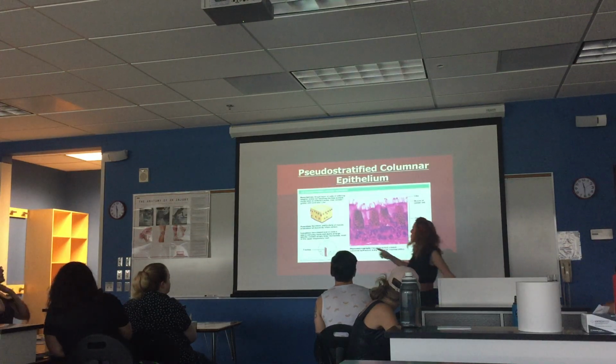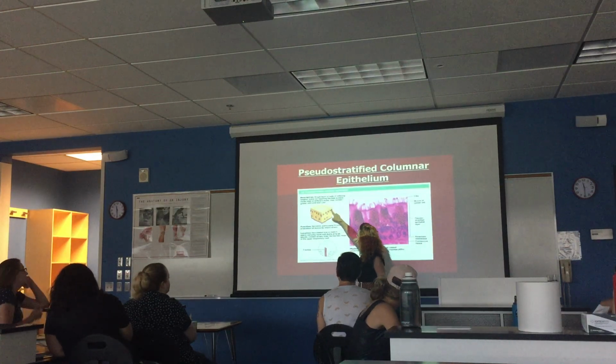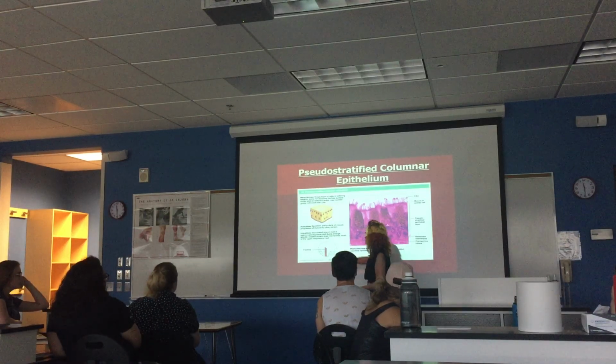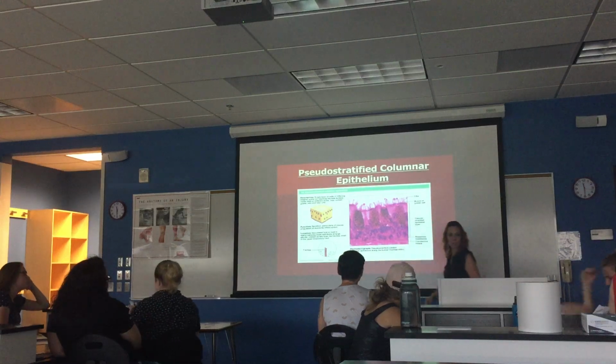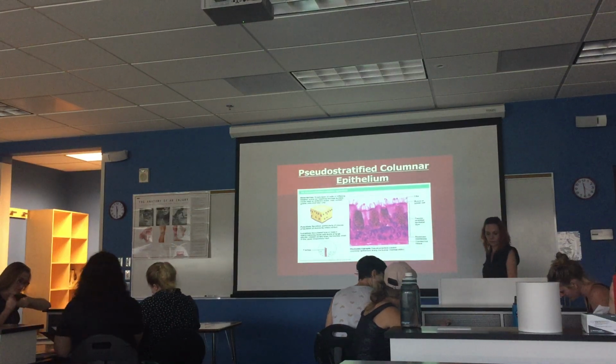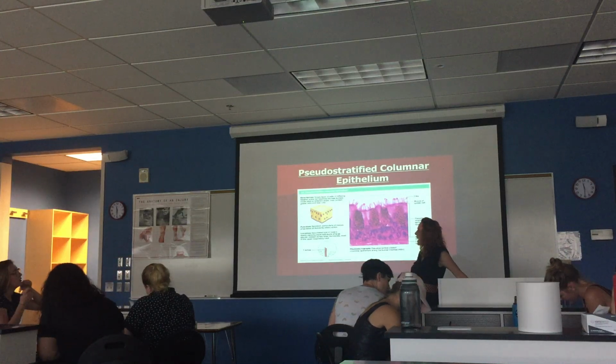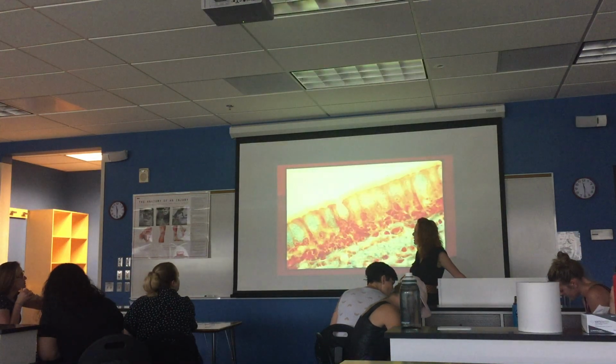All right, those pseudostratified are kind of going to give you the appearance of having different levels. Okay, these guys are found in the trachea, respiratory tract. They are often ciliated, and they have goblet cells.